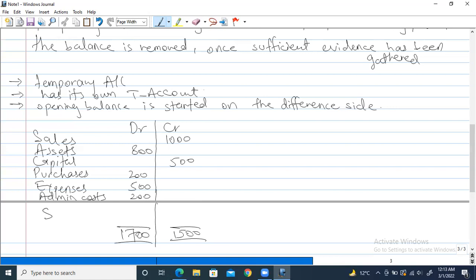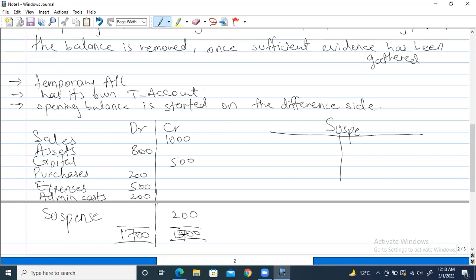Let's say we have to make the suspense account just for temporary balancing till we get more sufficient evidence. We just put the 200 difference over here, so that for the time being this becomes 1700, right? Now when the suspense account is made over here, this is the suspense account. The opening balance will be started on the credit side because the difference was also made on the credit side. So the opening balance will be 200 over here, because this caused us to make a suspense account. If there was no suspense entry over here, then the suspense T account would also not be made, right? So this was the meaning of that opening balance definition.